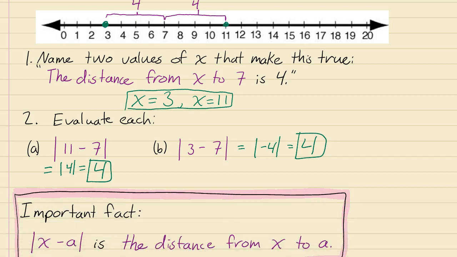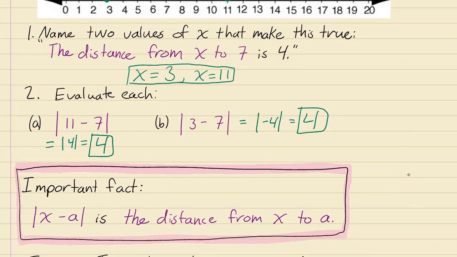So this is really the moral of the story here. This expression, the absolute value of x minus a, results in the distance from x to a on a number line. And so you can see how that worked here. If our x was 11 or 3 and the a is 7, these two expressions both resulted in the distance from x to 7, whichever direction you go. So you can sort of see how that would work in general.